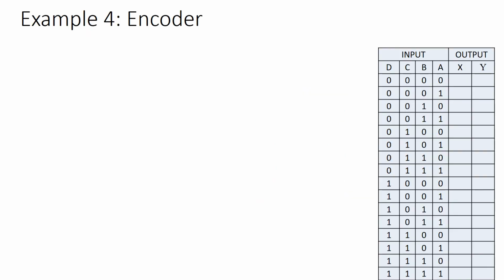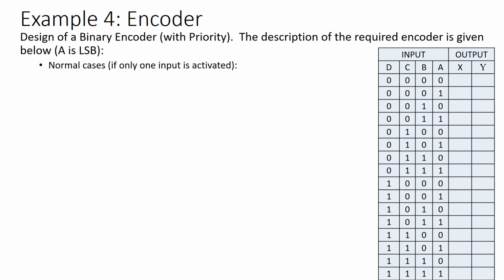Let's try an example of this encoder circuit. Design of a binary encoder with priority. The description of the required encoder is given below. A is the LSB. In normal cases, if only one input is activated, if only A is activated, A equals 1, XY equals 0, 0. So if A equals 1, the rest are not activated, the output will be 0 and 0.